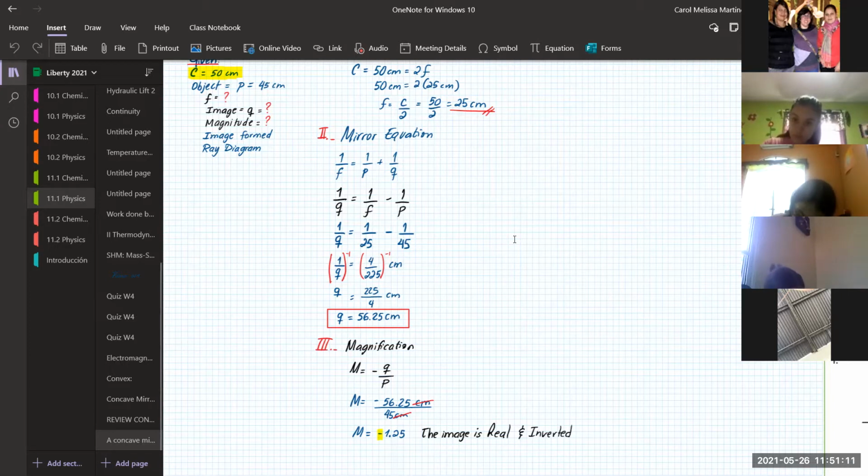Now, 1.25 without a sign is more than 1. So how is the object going to look? Bigger or smaller? It's going to look bigger. The image of the object will look bigger.